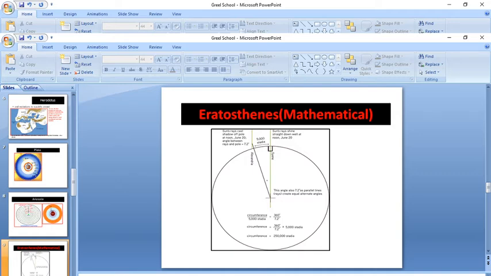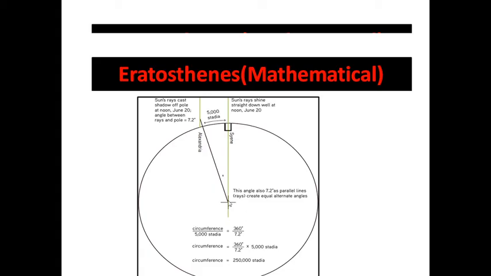Eratosthenes, one important thing is that he was a person of Alexandria. As I told you when we were talking about Ptolemy in the last class, Eratosthenes was a citizen of Alexandria. During those days, Alexandria was a very important and popular city. And he was the librarian of Alexandria. The position of librarian was a very prestigious job.